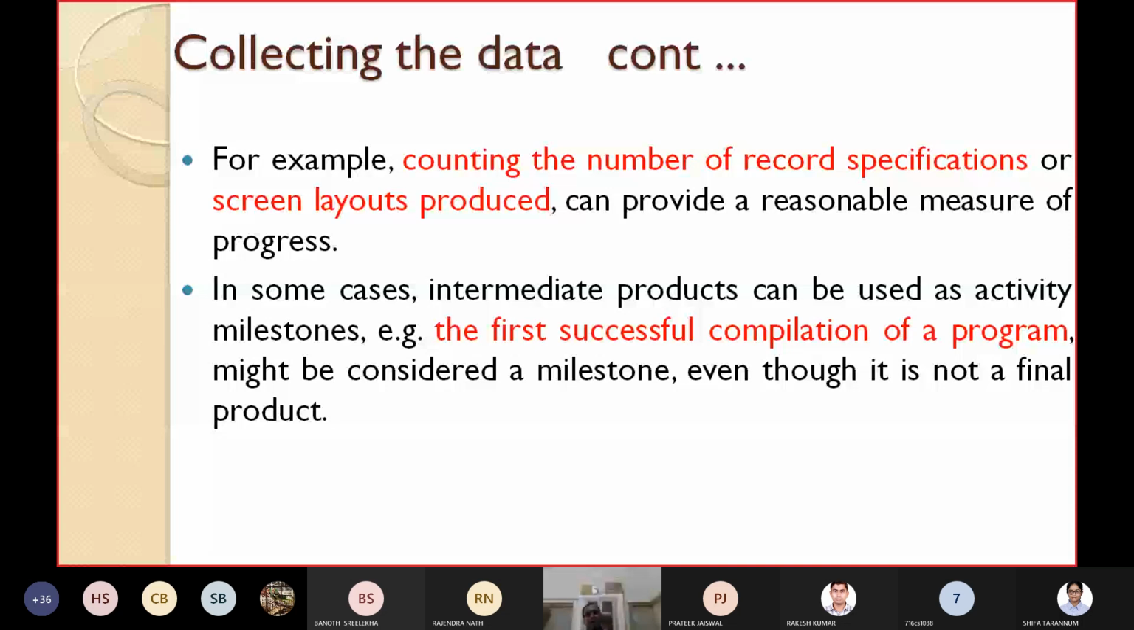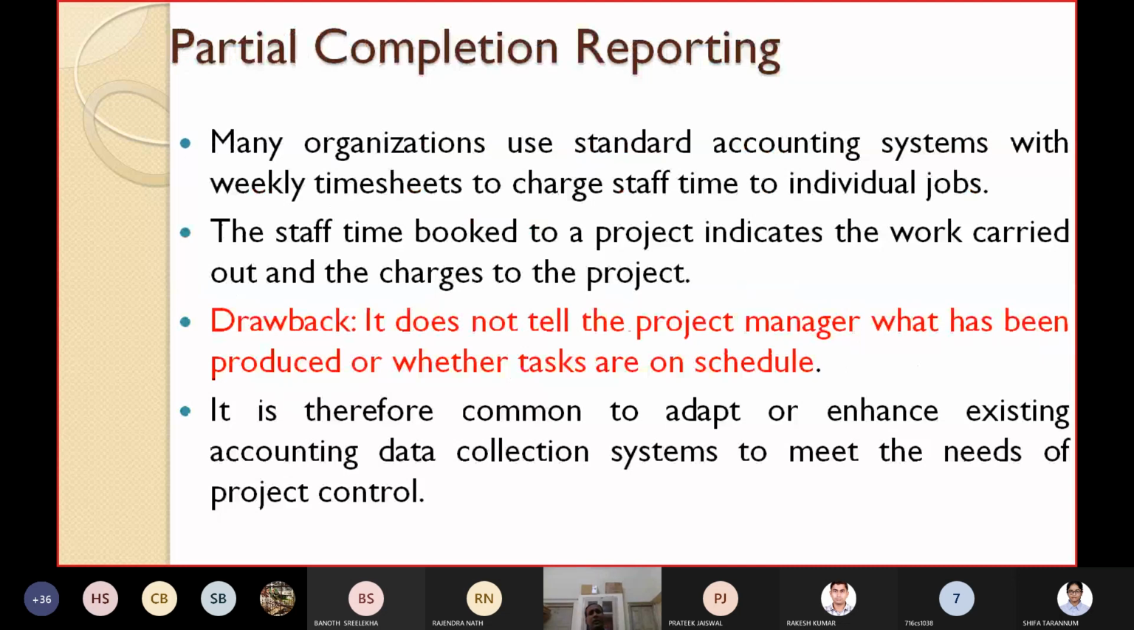And in some cases, even if you are not using the end products, if you are able to assess the intermediate products, they can also be used to measure the progress of the project. In some cases, intermediate products can also be used as activity milestones. The example I have taken is the first successful compilation of a program that you have written in C or C++. That can be considered a milestone, even if it is not a final product. It is just an intermediate product. Then we'll see the details of partial completion reporting.